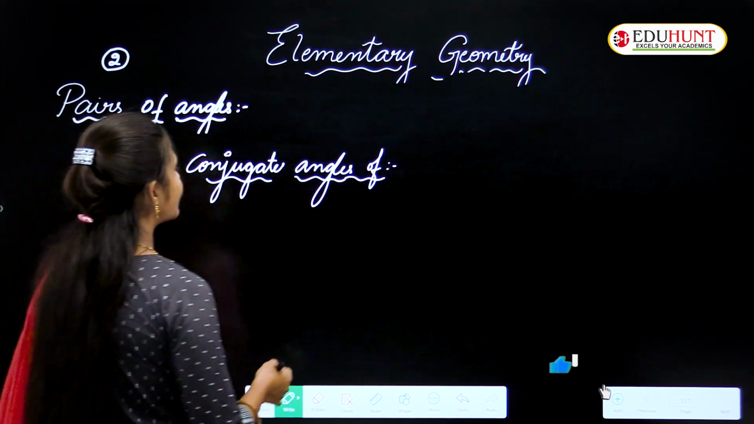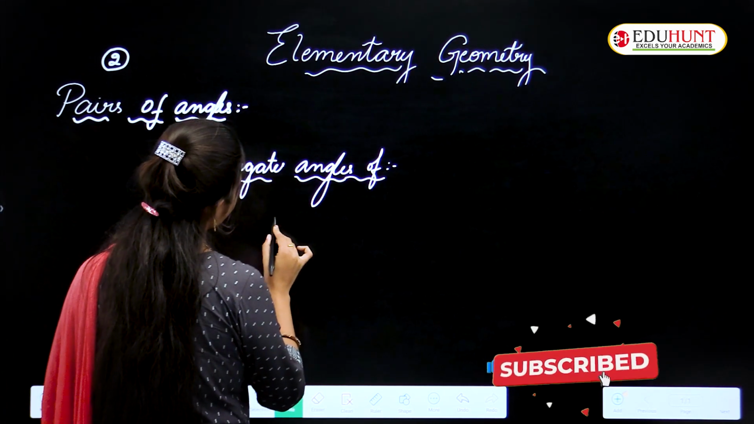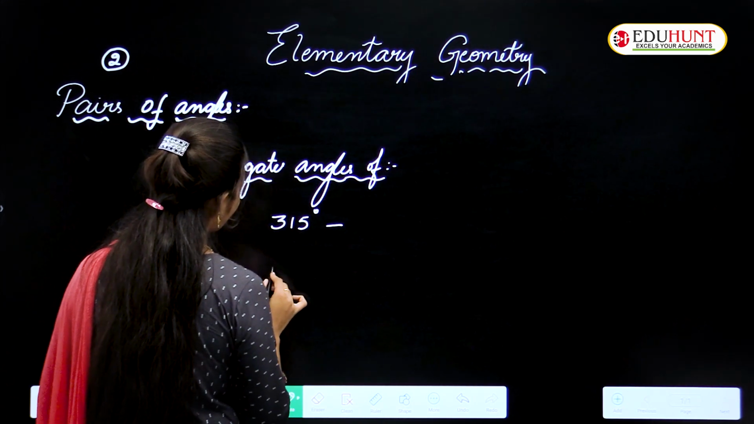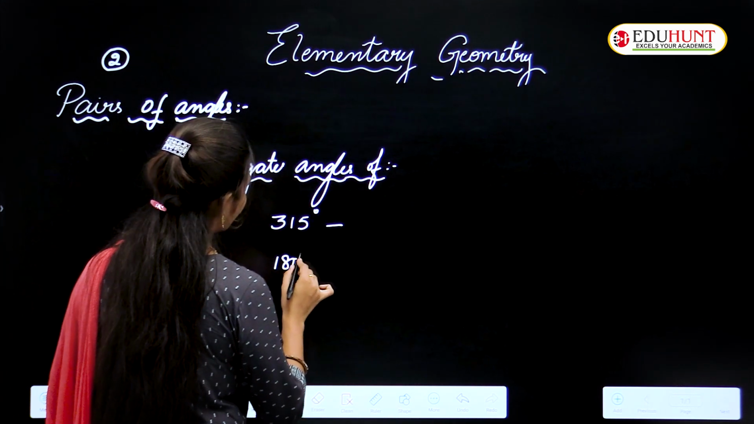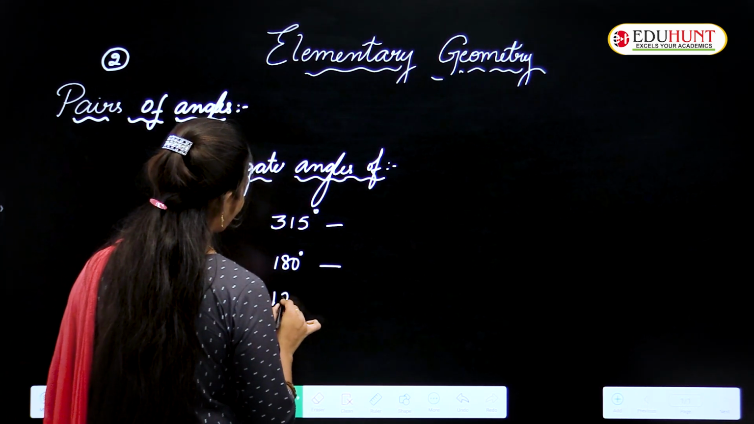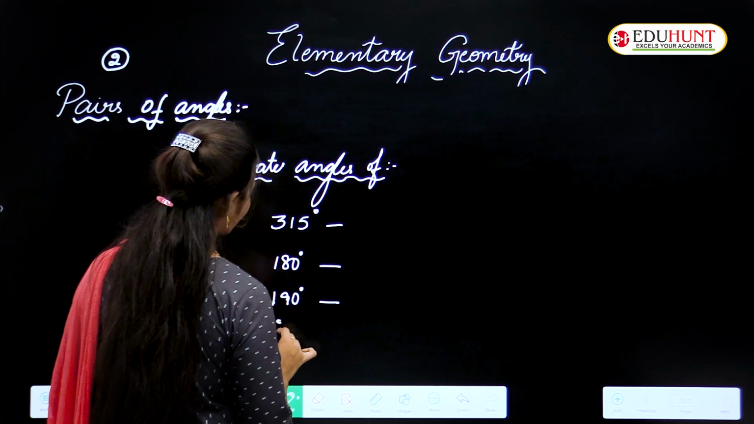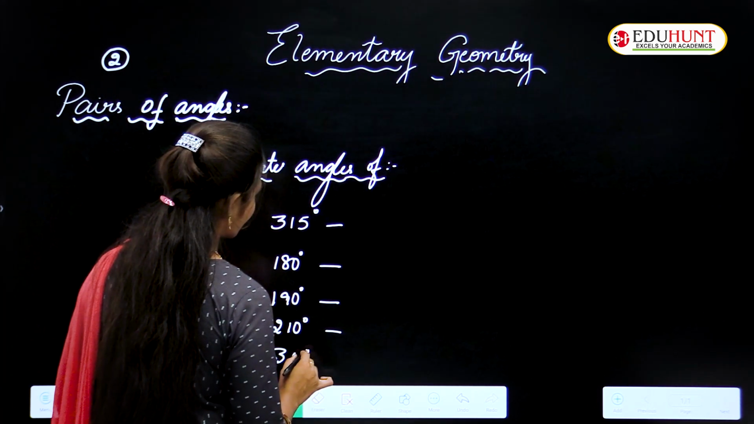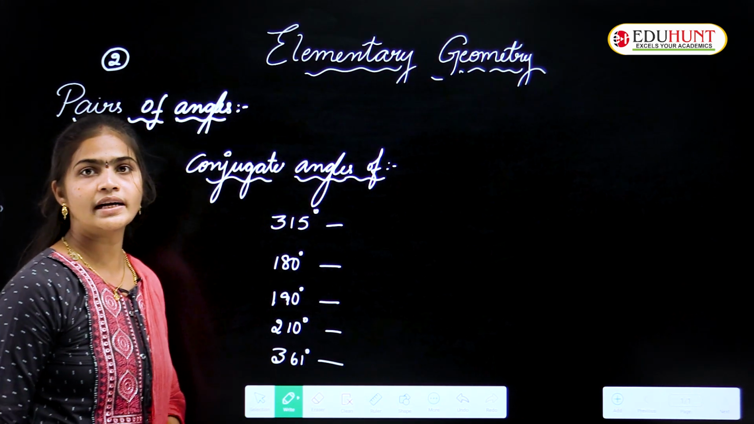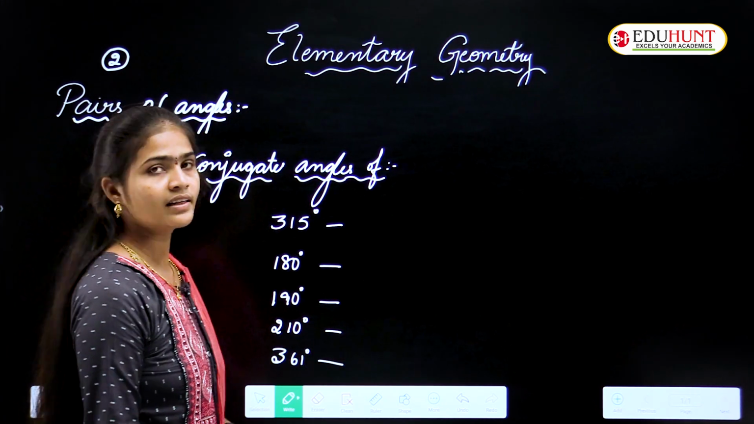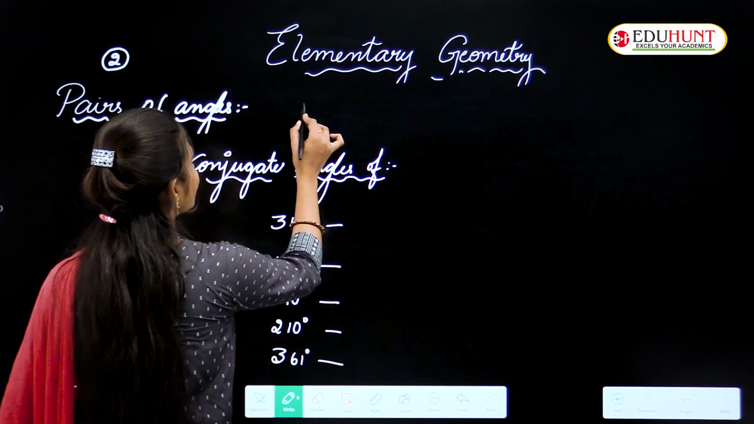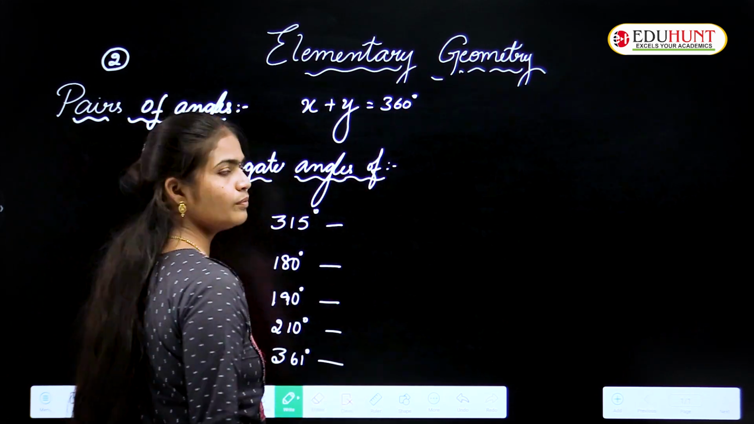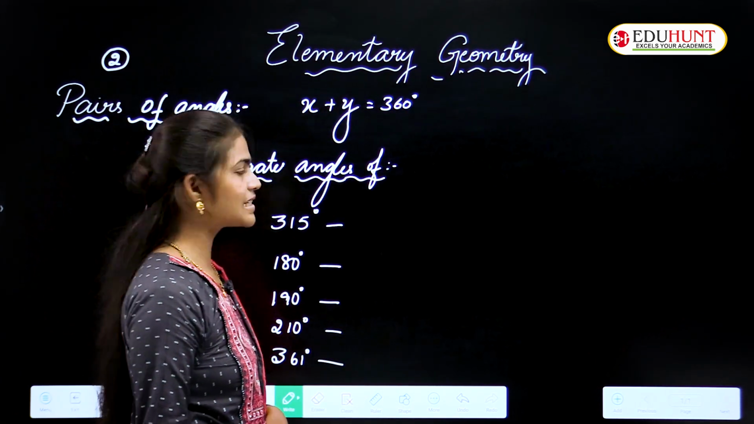Next, conjugate angles of, here some examples: 315 degrees. Next, 180 degrees. 190 degrees. 210 degrees. 361 degrees. So here we need to find the conjugate angle. So how to find that? Again the same process. We know that x plus y, the sum of two angles, is equal to 360 degrees, as conjugate means 360 degrees only, no? So the sum of those two is equal to 360 degrees.